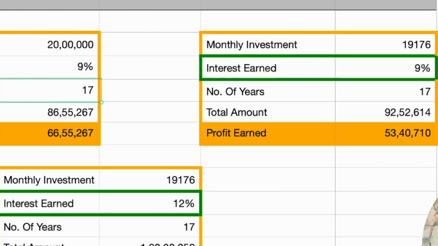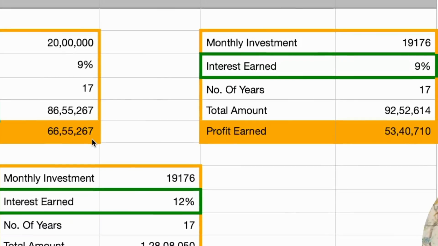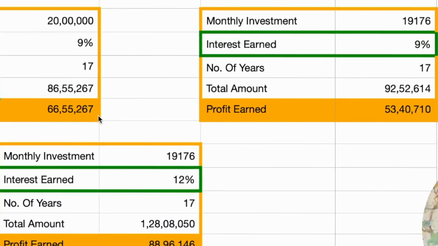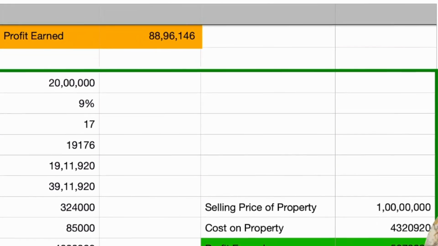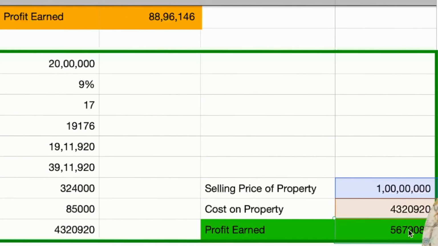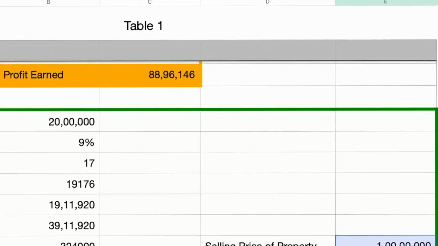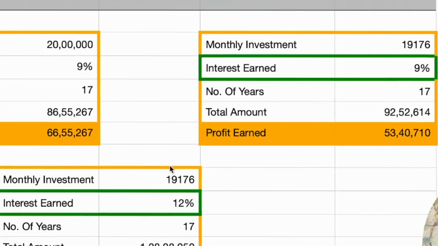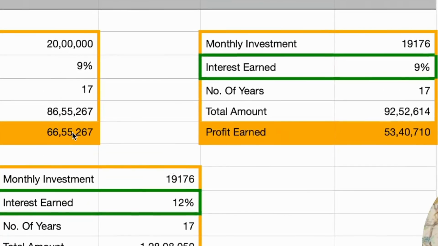So if you look at it, at the end of 17 years, by making an initial deposit of rupees 20 lakhs and earning an interest of 9%, the person's total money would have grown to the size of around 86 lakh rupees. So in totality, the profit that he or she would have earned is of the tune of 66 lakh 55,000, right? So if you see over here, by doing the investment into a property, he would have made a profit of around 56 lakh 79,000, but by just doing nothing and keeping the money in a bank, he would have earned 66 lakh 55,000.